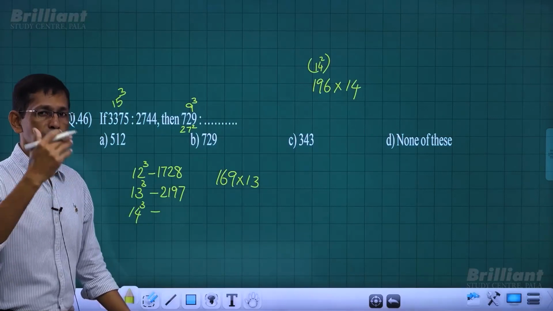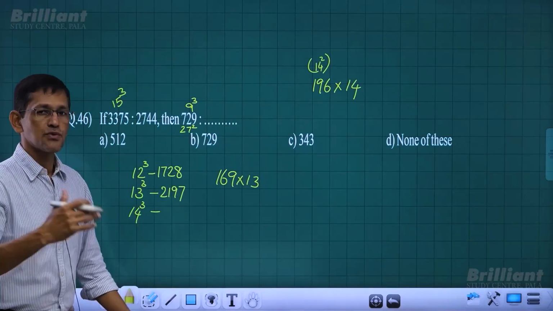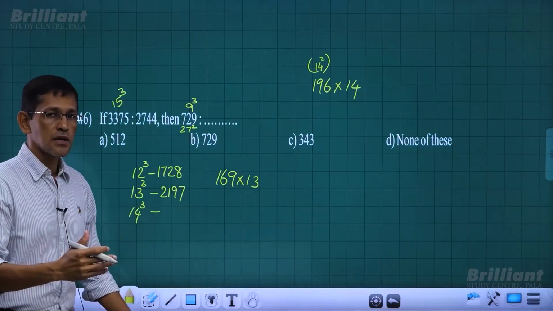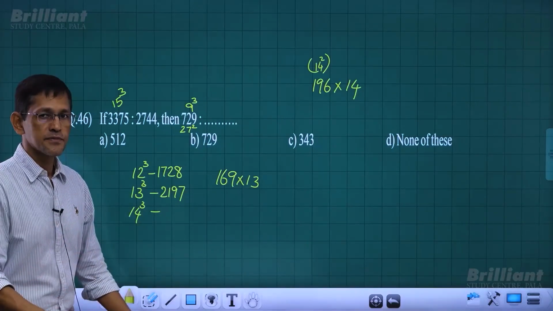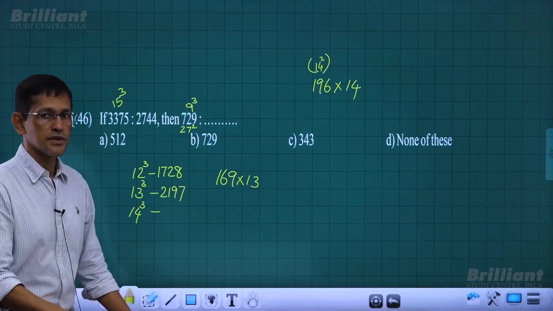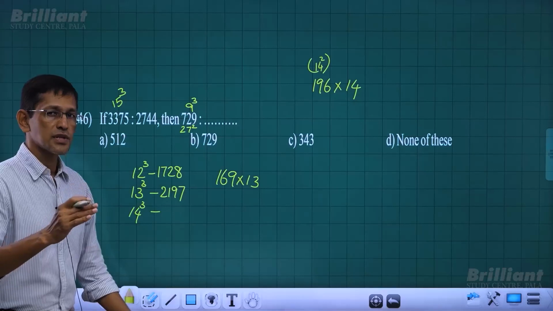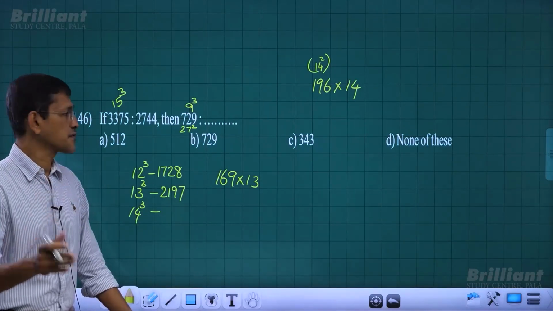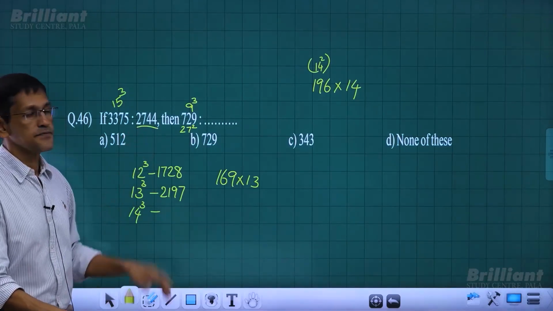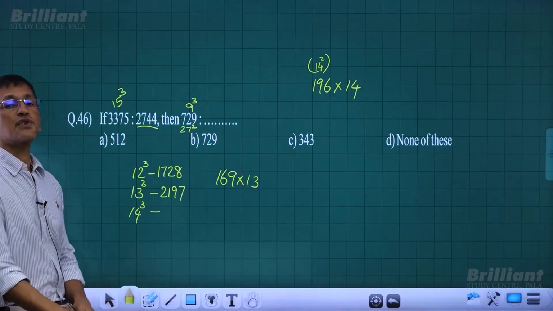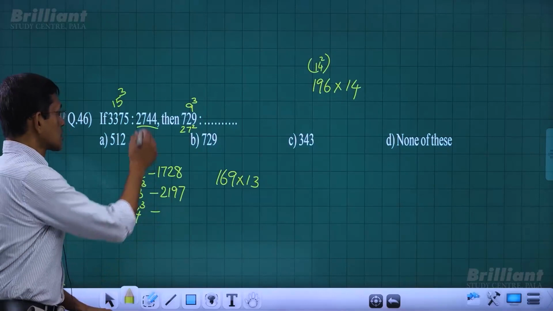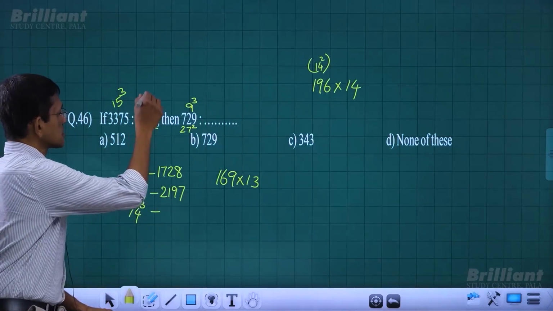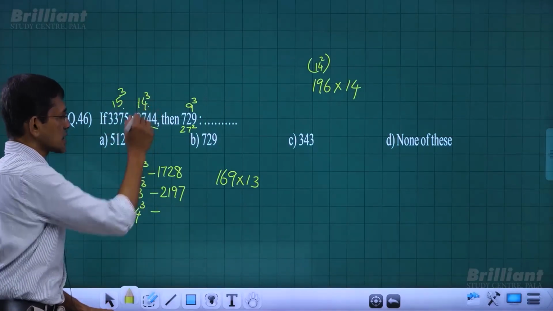2800 minus 56. Well, 2800 minus 50 is 2750. Now we need to subtract a 6. So 2750 minus 6 is 2744. Yes, that is what we have here. So that is pretty much what? 14 cube. So this is 14 cube. So this is 15 cube and 14 cube.